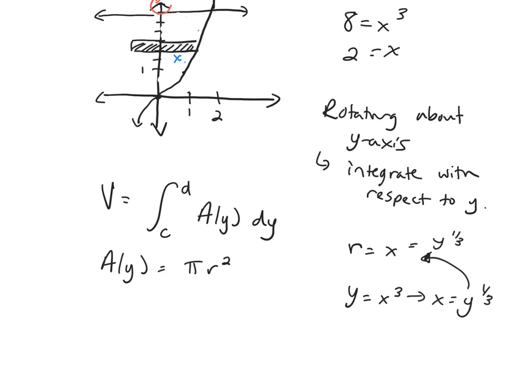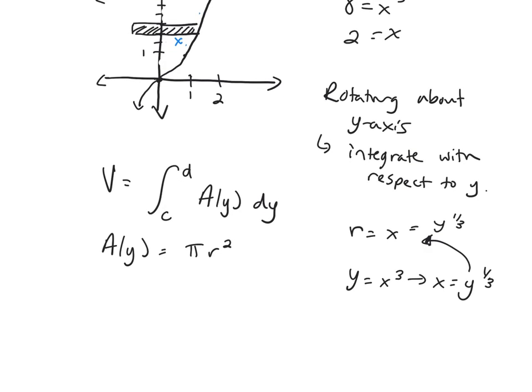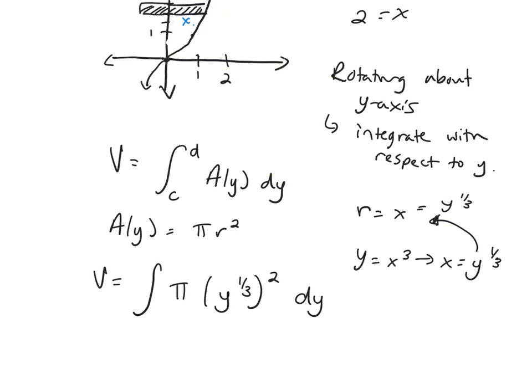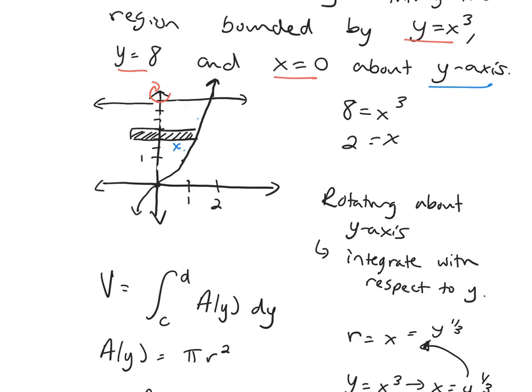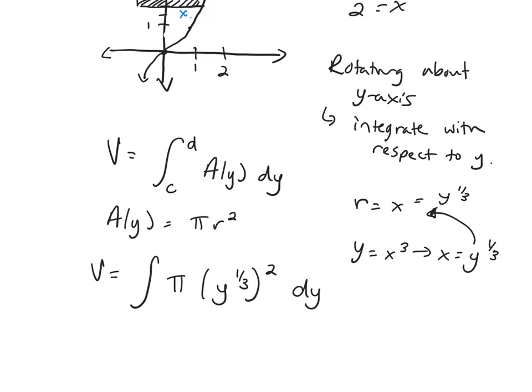And then after you know your radius, you're ready to go on your integral. So the volume is going to be the integral of pi y to the 1/3 squared dy. And now I just need to figure out the bounds on this integral. Remember, my integral is in terms of y, so let's go back to our picture and look in terms of y. What value should I use here? 0 to 8. Exactly. Use 0 to 8. Okay.